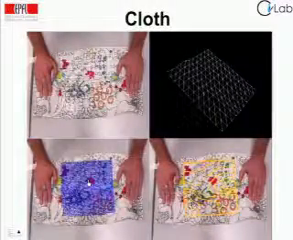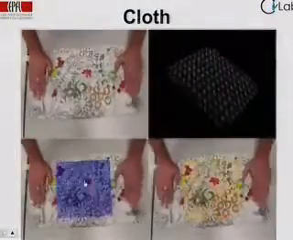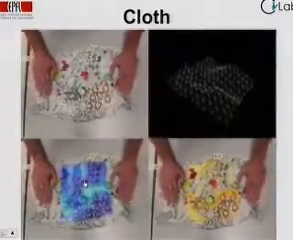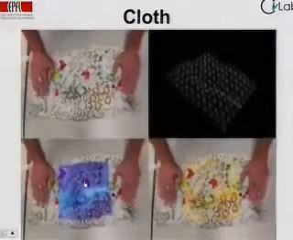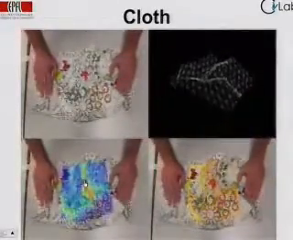And here is a fairly complicated deformation of cloth. And again, that's the right thing. So what you have here is the 3D reconstruction. And here we just show the instantaneous curvature as a color image. And here we draw the level lines as though this was a map.